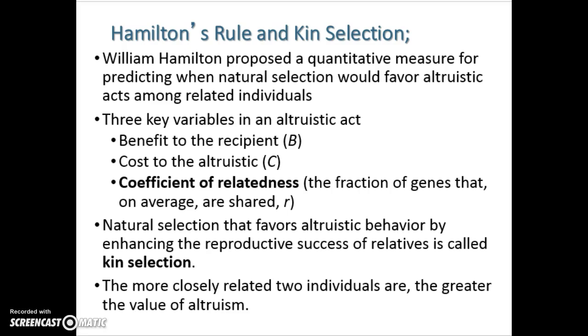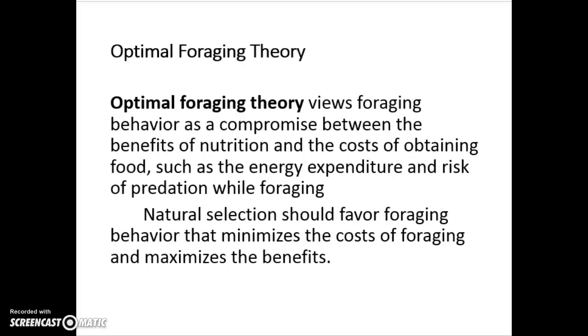You don't need to know this formula, you just need to be familiar with this idea of kin selection, which means that natural selection is going to favor an altruistic behavior if it enhances the reproductive success of the relatives. That's kin selection. The other concept is inclusive fitness, which is defined as the total effect an individual has on promoting its own genes by reproducing and by helping close relatives reproduce and produce offspring. That's inclusive fitness.